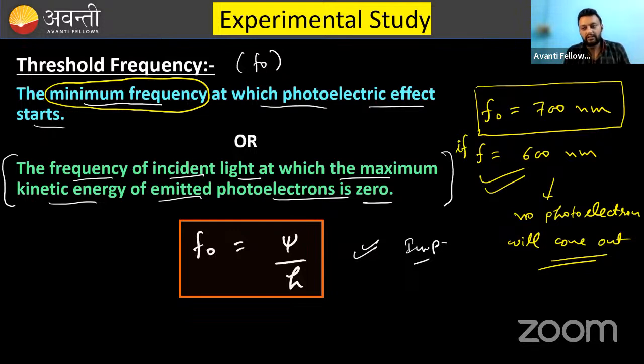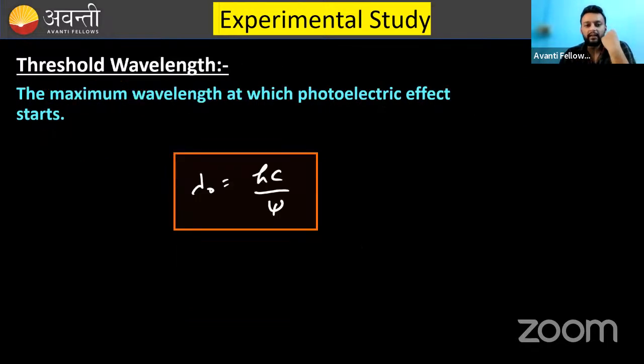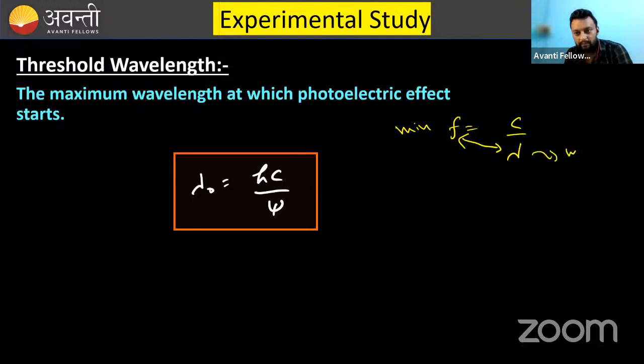Can you see this? Moving further. If there is a threshold frequency, then there is a term known as threshold wavelength as well. Threshold wavelength. Now you can see that the relation is f equals c by lambda. They are reciprocal to each other. That means if frequency is minimum, then wavelength will be maximum. So the definition itself changes to the maximum wavelength at which photoelectric effect starts. The maximum wavelength at which photoelectric effect starts is known as threshold wavelength. What is the formula for that? Lambda naught equals hc by psi.